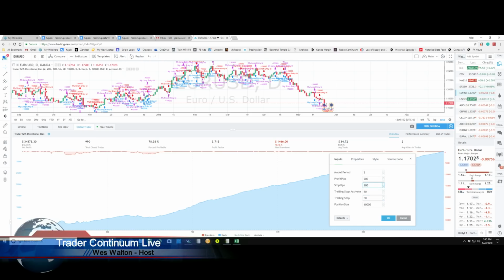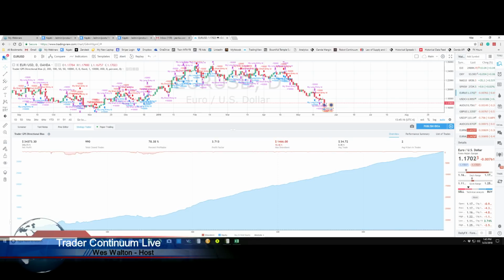And maybe, let's see, what if we increased our stop pips to 150 instead? Nope, that's not working. All right, 100. I think that's just about as good as we can get this particular test, at a 14.5% drawdown over the course of 16 years and a 343% gain. So I'd say that's pretty good.